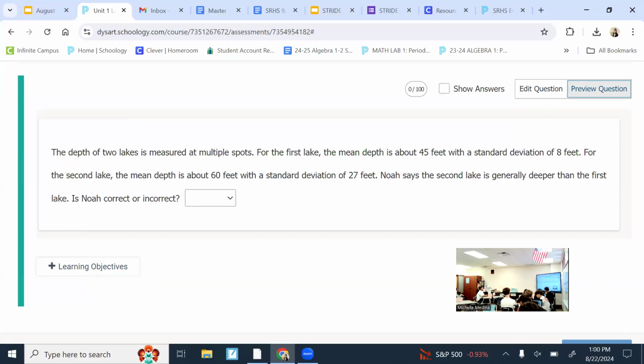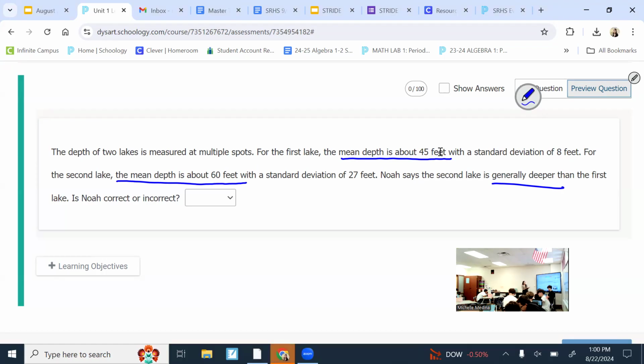Which one tells me a typical value in the data set? Center or spread? Center. So things like mean or median tell me typical values. Things like standard deviation or IQR tell me how spread out it is. So when NOAA says that the second lake is generally, typically deeper, then I compare the mean, more than the standard deviation.